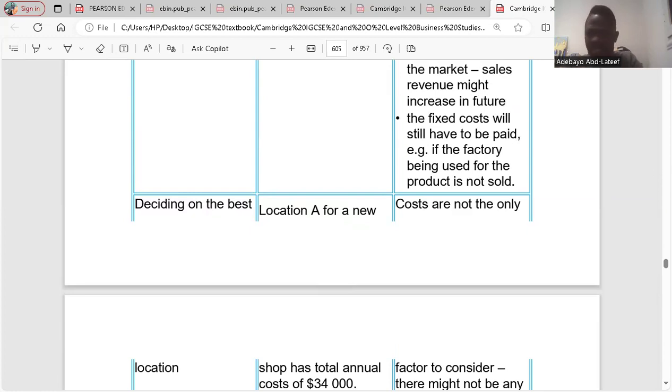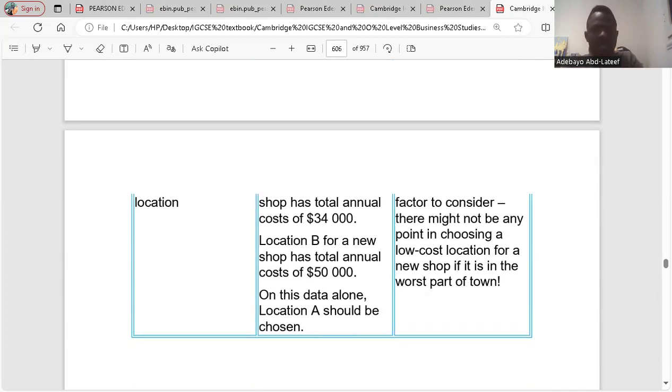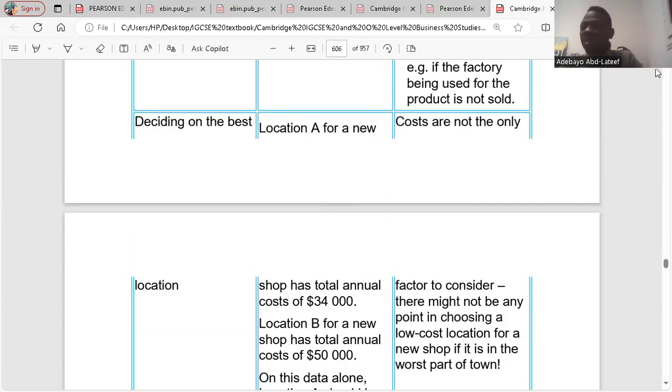Deciding on the best location. Here, if you're talking about location, basically you're talking about fixed cost.